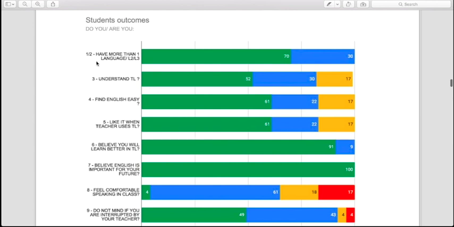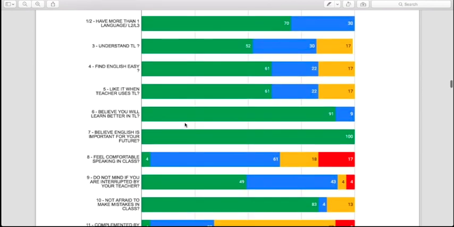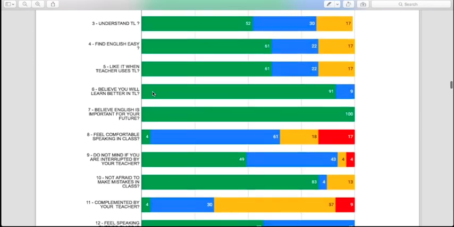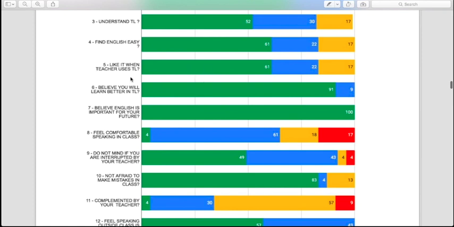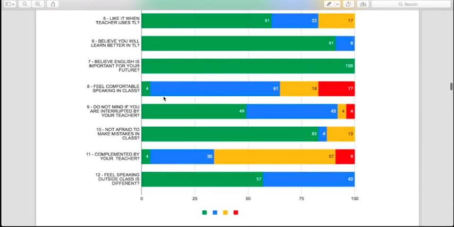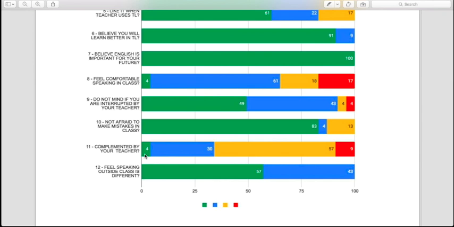And then you can see, for example, 70% of the students have more than one language as their first language, second language. A little less than, a little more than half basically understand the target language, English. 61% find English easy. 61% like it when the teacher uses the target language, and so on.